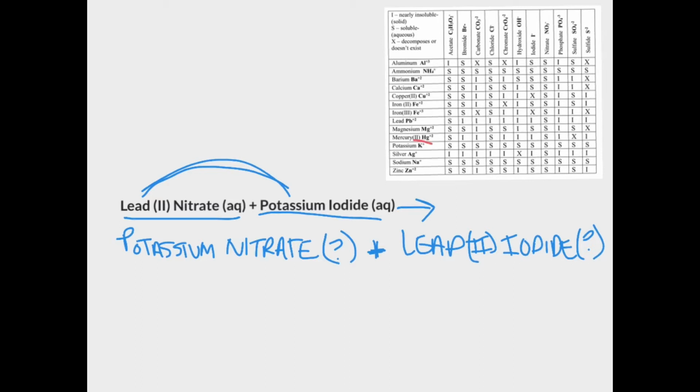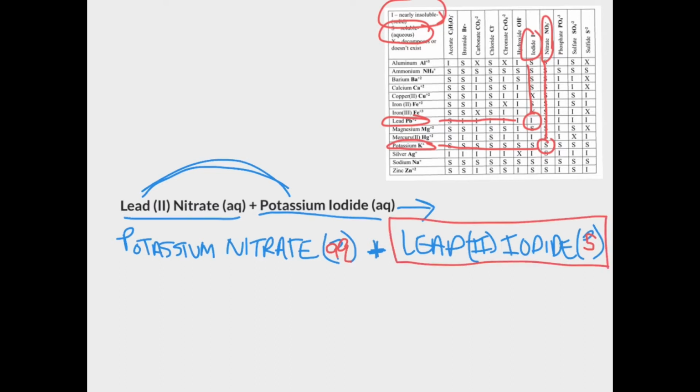Potassium nitrate. Potassium's right here. Nitrate's right here. So when those 2 come together, it is an S, and S stands for soluble. So for potassium nitrate, this is going to be aqueous. How about lead 2 iodide? So here's lead, here's iodide. Bring those together, and it is an I for insoluble. So it looks like if we mix these 2 together, we should create a solid compound called lead 2 iodide.